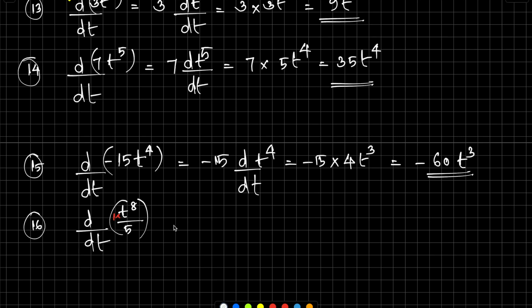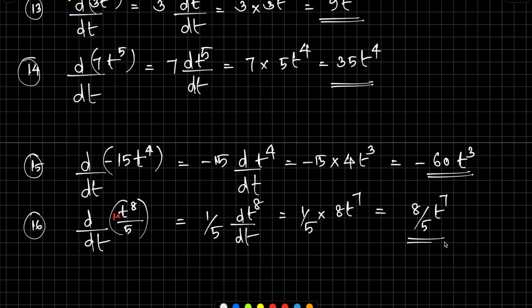Take 1 over 5 outside. So 1 by 5 d by dt of t to the power of 8. So 1 by 5 times d by dt of t to the power of 8 is 8t to the power of 7. So 8 by 5 t to the power of 7. That's the answer.